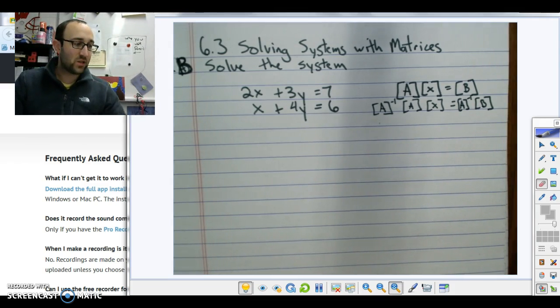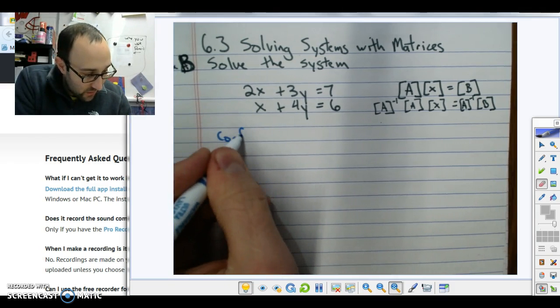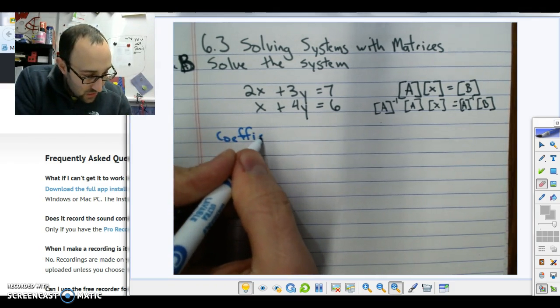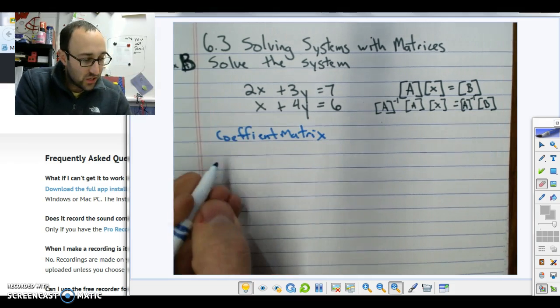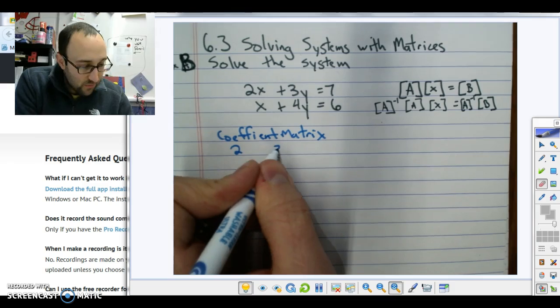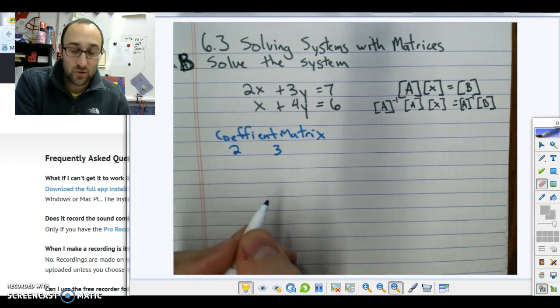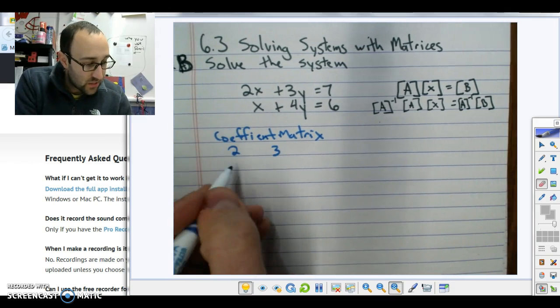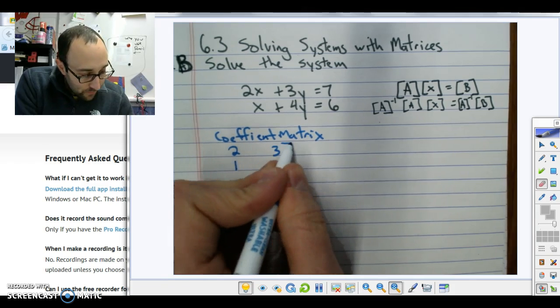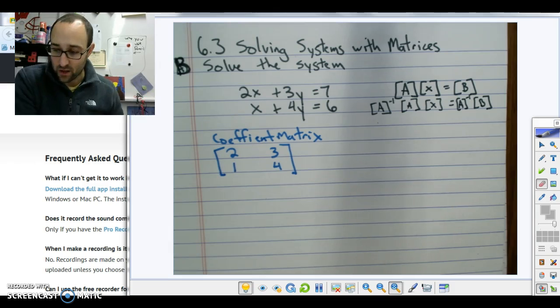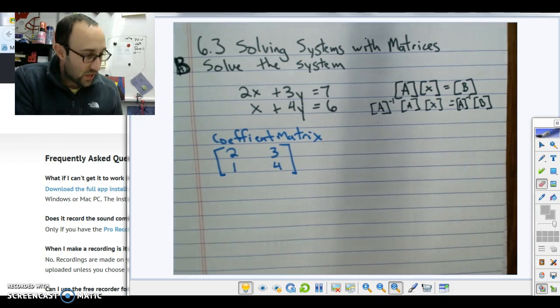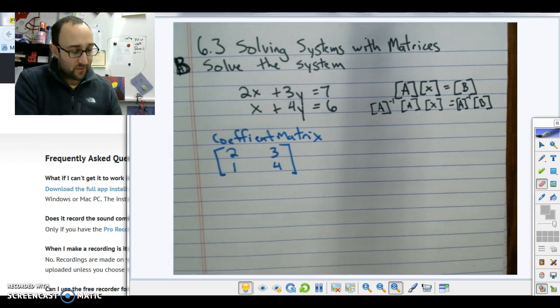What we're going to do first is write just the coefficient matrix. And that is just the numbers here. So it would be 2 and positive 3. The positives and negatives are important, so it's going to be 2, 3. How many x's do we have? 1, 4. There we go. And then next is our variable matrix, and I'll do that in a different color. Let's use red.